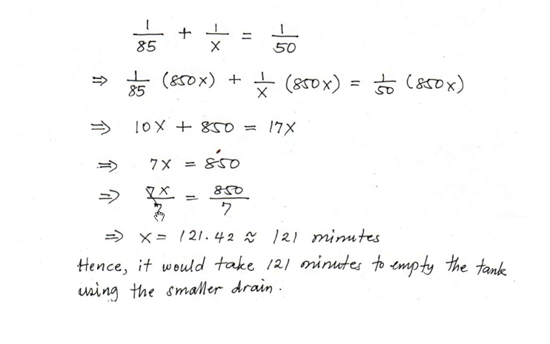Dividing both sides by 7, we come up with 121.42 minutes. Or we can round it off to 121 minutes. Hence, it would take 121 minutes to empty the tank using the smaller drain if we round it off. But by rounding up, meaning there's an extra 0.42 minutes, you can either take 121 minutes or 122 minutes as the final answer.